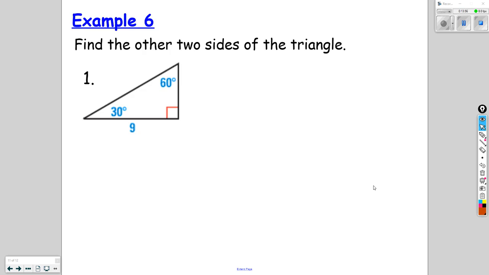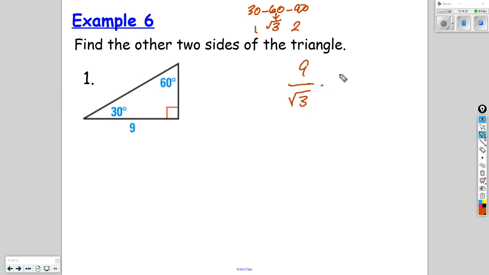All right, and in the next example, we're starting with the long leg. This is where we're going to see our most difficult types of examples. All right, so starting with the long leg, that corresponds to a ratio of root 3. Okay, because there's the long leg. So to get back to the short leg, we're going to divide by root 3. So now I'm going to do this off on the side here. 9 divided by root 3.